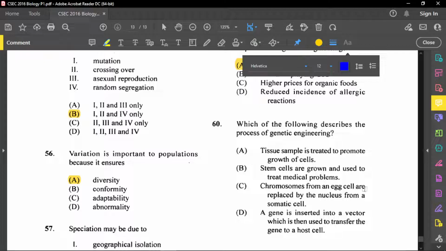Chromosomes from an egg cell are replaced by the nucleus from the somatic cell, which I don't know. No, that's not necessarily true right there. That's not the best option. A gene is inserted into a vector, which is then used to transfer the gene to a host cell. Yeah, this sounds good. I remember the concept of insulin being made by bacteria. We did that on the previous paper. So this is a similar thing that they're describing. It's not really a vector type of situation, but it's similar in terms of taking the plasmid, inserting the gene into it, and then you make insulin and so on. So those are aspects of genetic engineering.